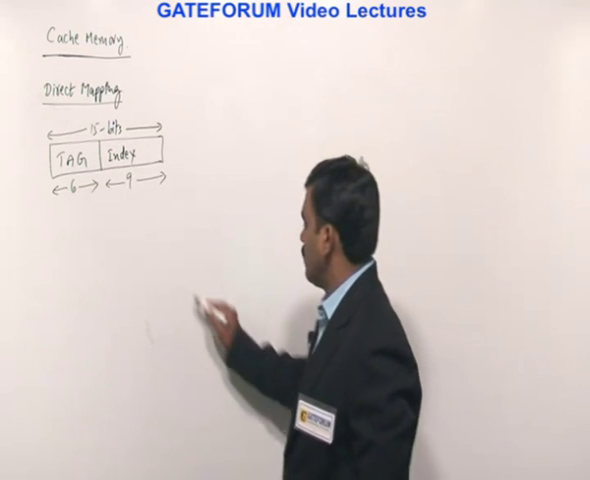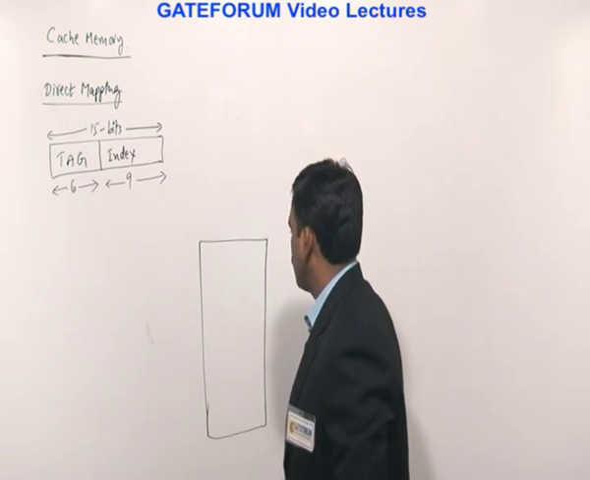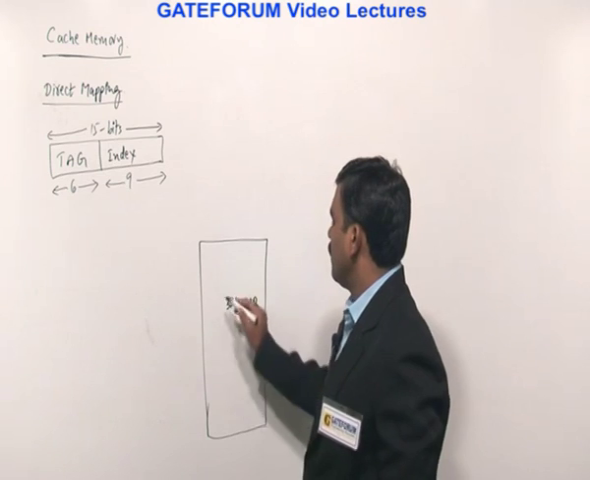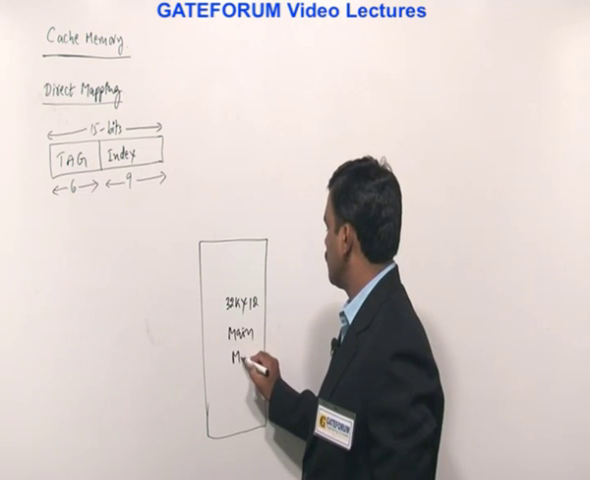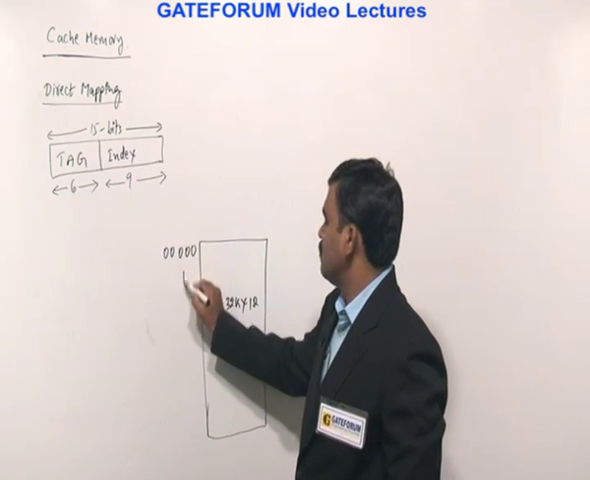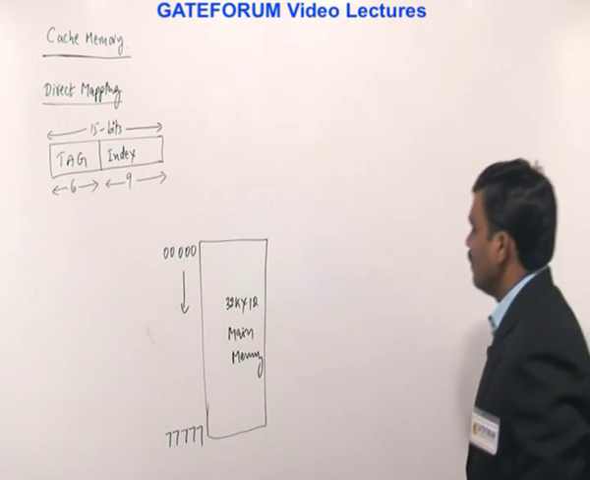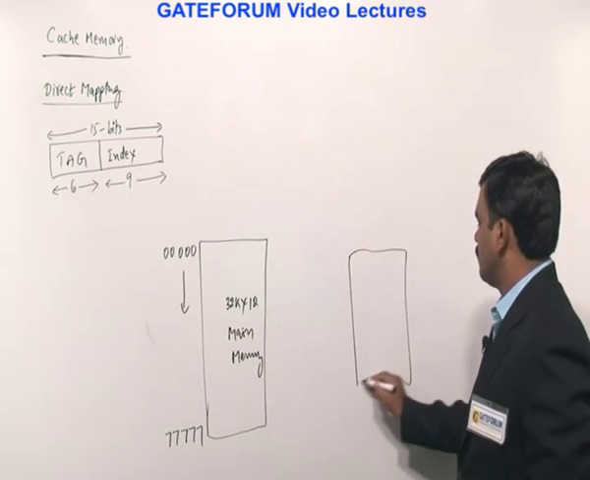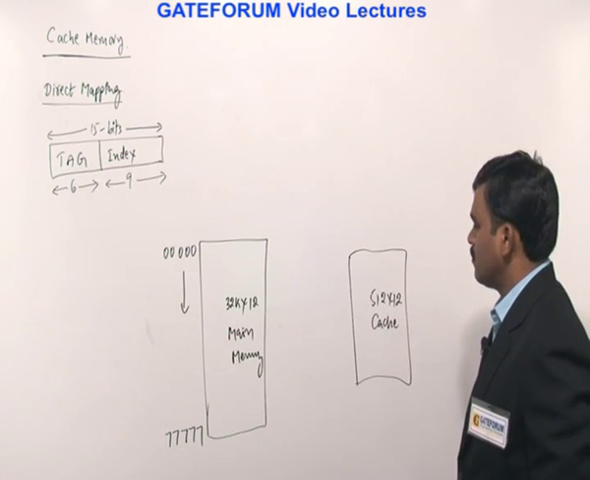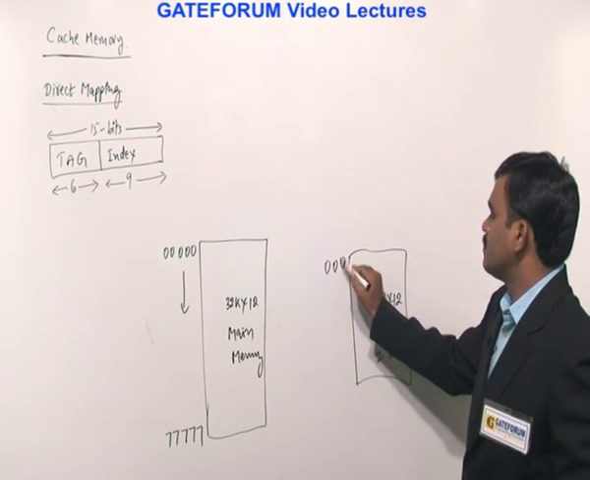So for example, this is the main memory, and let us see some reference: 32K into 12. These are main memory locations, and we have addresses 00000 to 77777. This is the last address, and this is the cache memory. We are referring to a size of 512 into 12 cache memory. This is 2 power 9 into 12, so there will be 9 address bits. 000 is the first address.